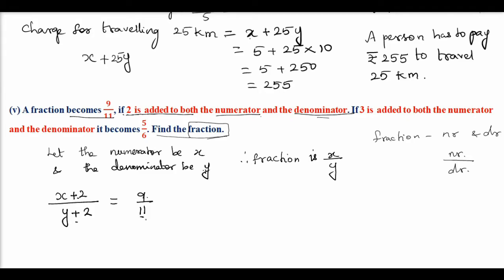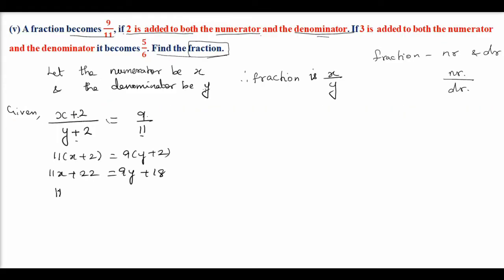Now let me simplify this first to get the first equation, right? So this is given. Now let me simplify so that I cross multiply this 11 and y plus 2. So we get 11 into x plus 2 equal 9 into y plus 2. Now let me multiply so that I get 11x plus 22 equal 9y plus 18. Let me group the variables. 11x minus 9y equal 18 minus 22. That gives 11x minus 9y equal minus 4. So this is the first equation.